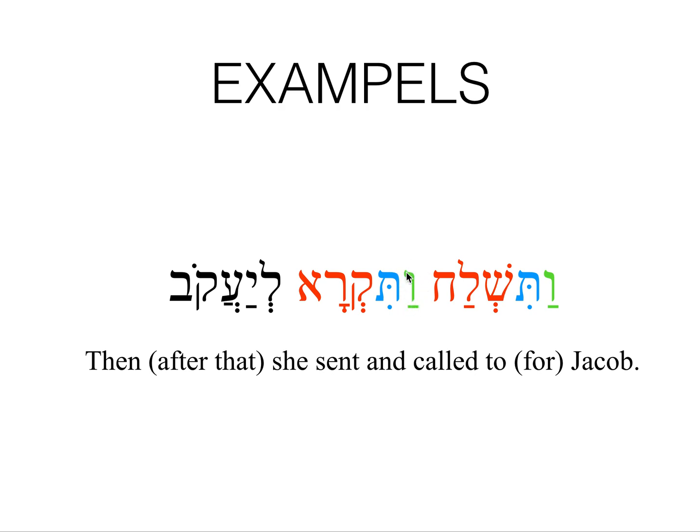And finally, if you look at the beginning, these are vav, and these are not just conjunctions, but they're consecutives because they have the a sound. So in translation, we could say after that, or then, she sent, or you sent, depending on the context, and you called to Jacob, or she called to Jacob. From the context, it is actually 3fs, so then the whole sentence will be after that, she sent and she called to Jacob, or for Jacob.